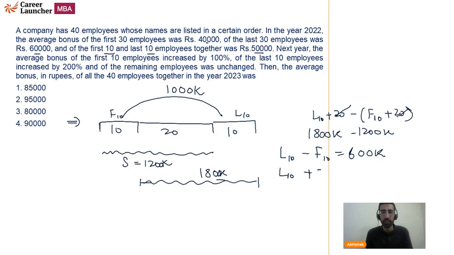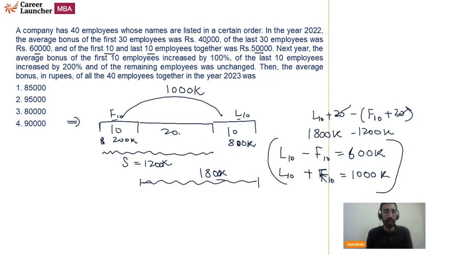But we also know that the sum of the last 10 and the first 10 is 1,000,000. So you solve this and you'll immediately get the sum of the first 10 and last 10. Last 10 comes out to be 800,000, and first 10 will come out to be 200,000. That makes life easy. We also get the middle 20. I'm not sure if we need it, because 1,200,000 minus 200,000 is 1,000,000.